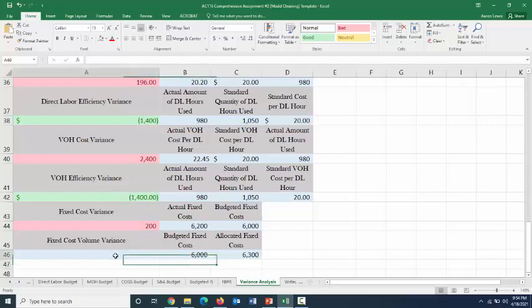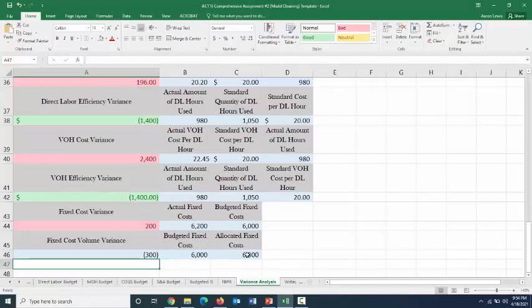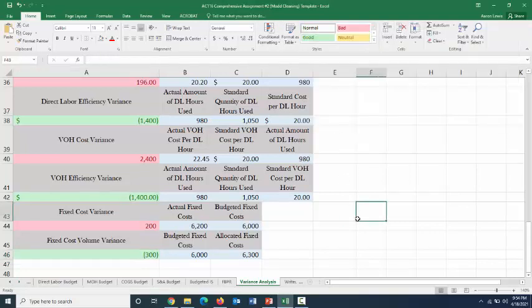So the difference between our budgeted fixed costs and our allocated fixed costs is $300. And that is a favorable variance. Why is that a favorable variance? Well, if we had a predetermined rate for fixed costs being allocated to each unit that we made, and we end up allocating more than we budgeted for, that means we had to have made more units than we planned on at the beginning of the period. And making more units is always good for the company. So we have a favorable fixed cost volume variance of $300.